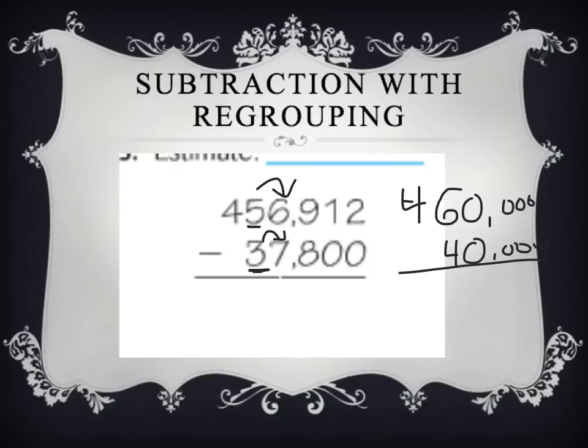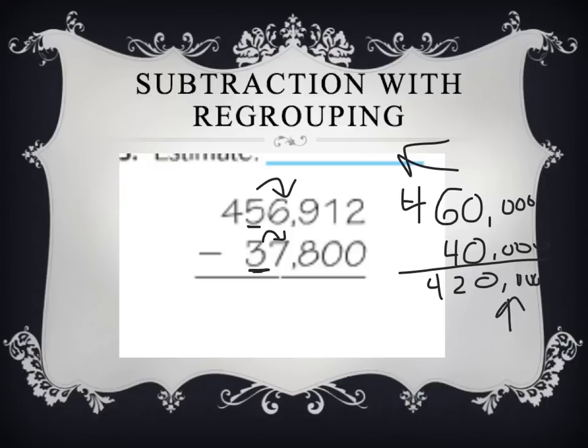So if we subtracted, we would get about 420,000. All that means is that our answer should be about 420,000. If you got a totally crazy different number, you know that something's wrong with your math.